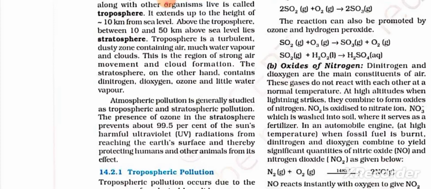Atmospheric pollution is generally studied as tropospheric and stratospheric pollution. The presence of ozone in the stratosphere prevents about 99.5% of the sun's harmful UV ultraviolet radiation from reaching the earth's surface, thereby protecting human beings and other animals from its effects.